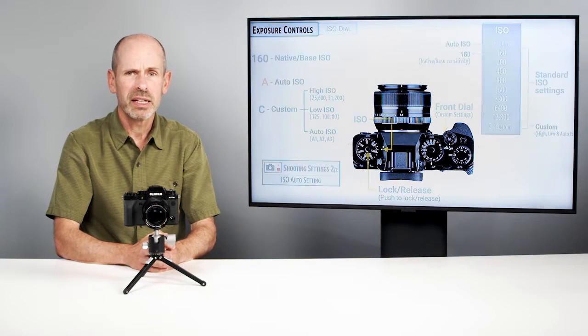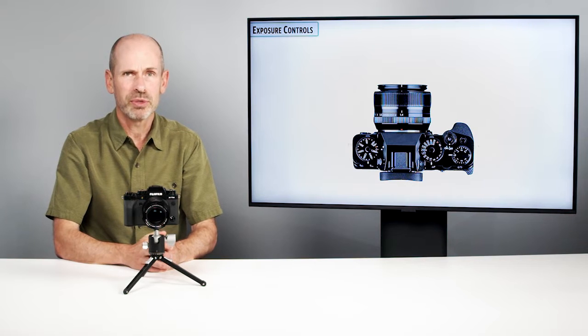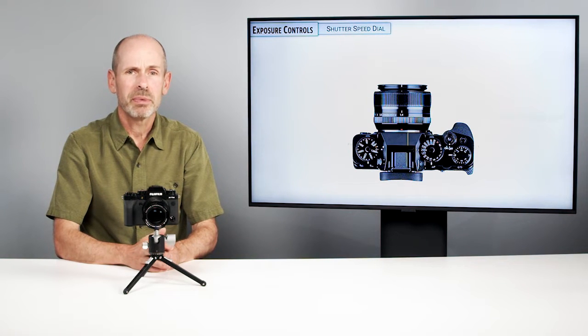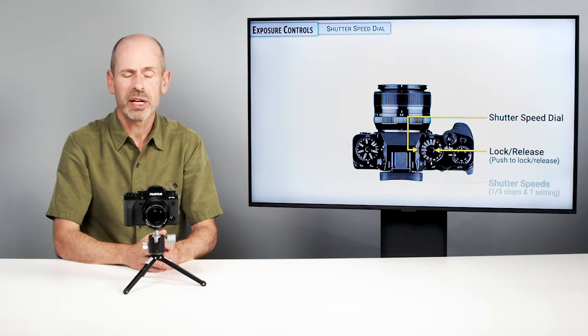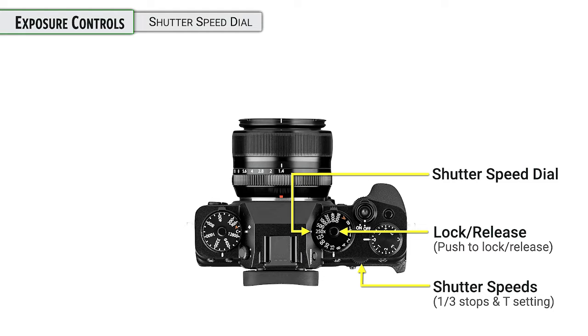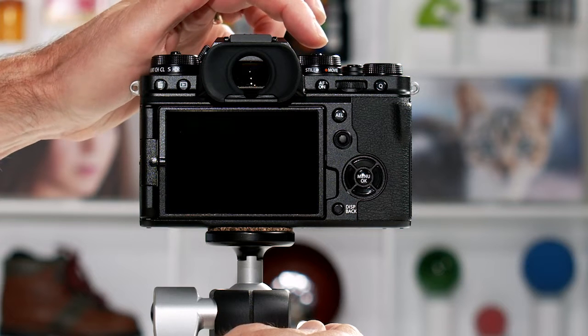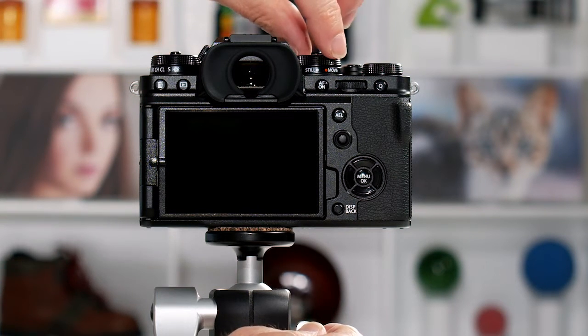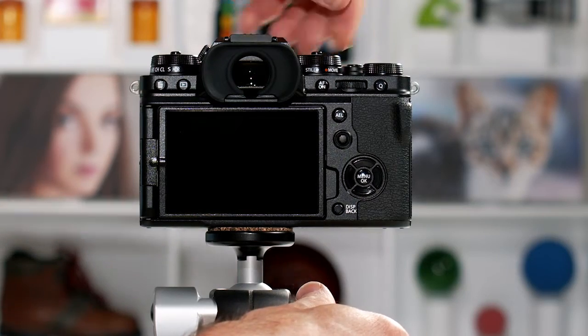All right, so that is our ISO options. Next up, let's talk about our shutter speed dial. That's the other big dial on the top of the camera. And like the ISO dial, we have a similar style button on the top of this, where if we have it in the upward position, we can go ahead and turn the dial.